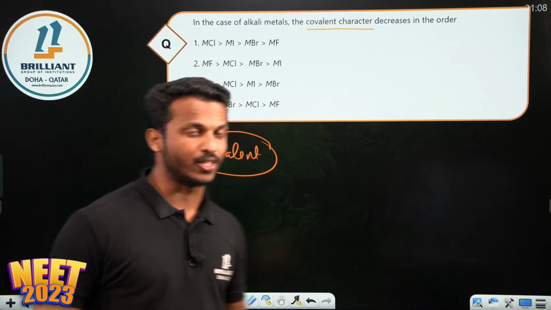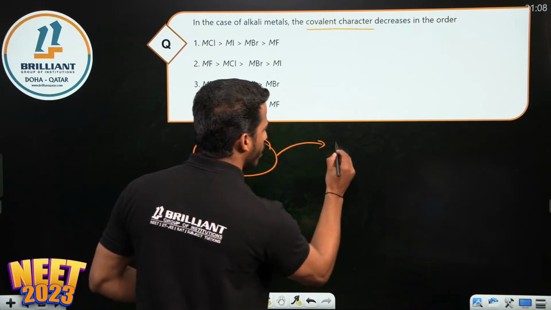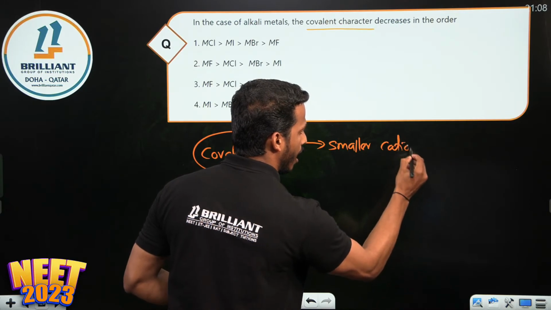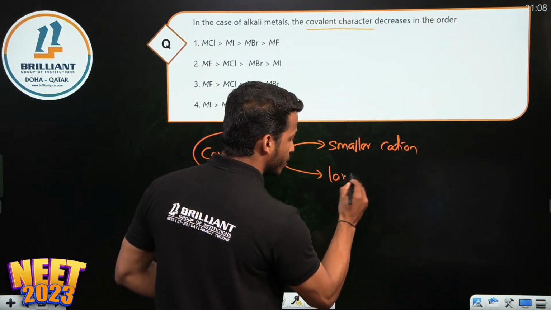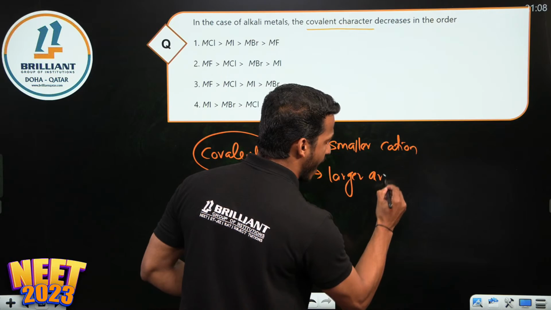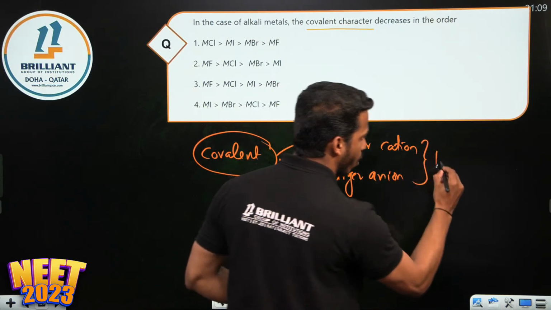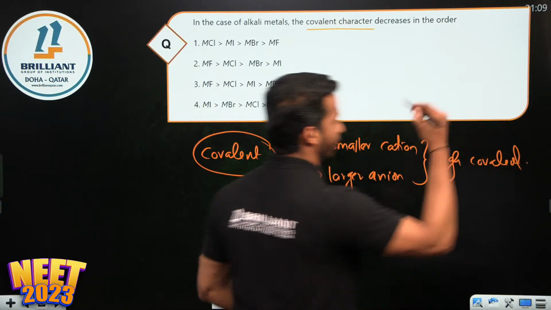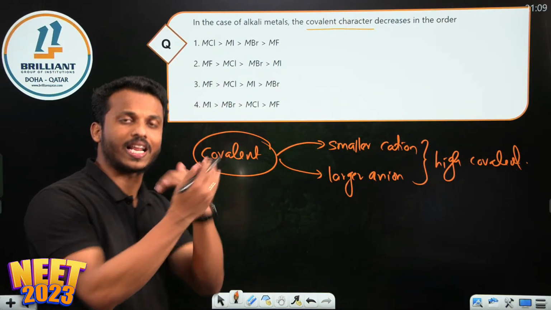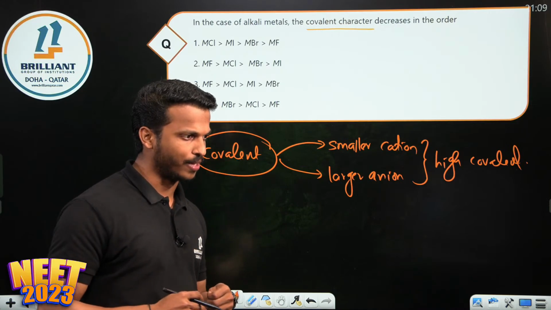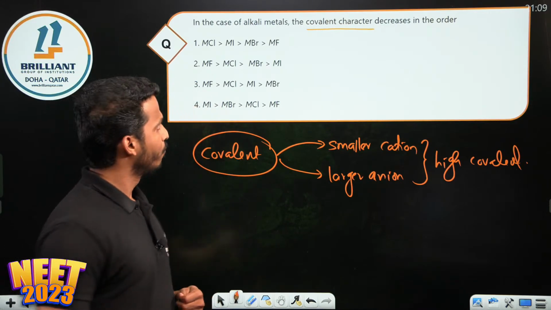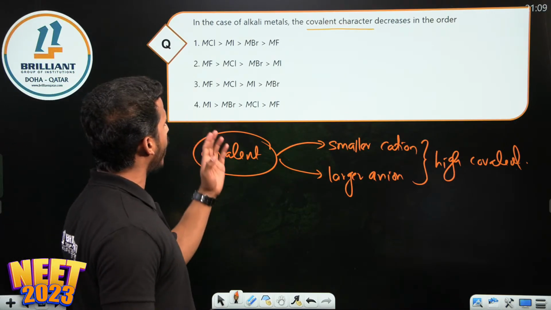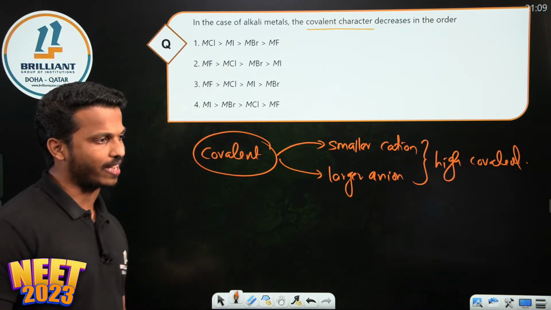Fajans rule. What is Fajans rule, dear all? Smaller the cation, larger the anion, it has high covalent character, right? Smaller cation, larger anion, having high covalent character. So what can be the answer, dear all? Which one has the highest covalent character among metal fluoride, metal chloride, metal bromide, metal iodide? What is the correct answer?